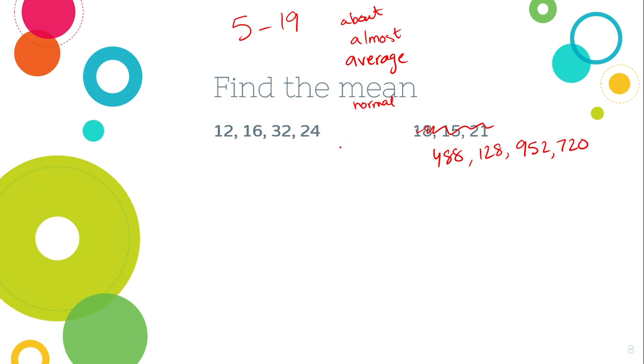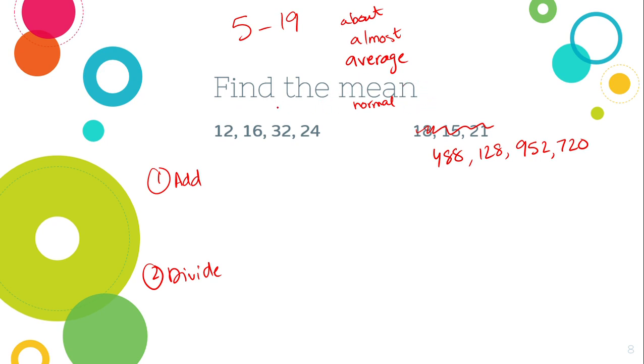Mean is found in two steps. Step number 1 is to add. Step number 2 is to divide. Okay, just two steps, add and divide. If a set of numbers is given to you and I have asked you to find the mean, you will always see the word mean in the question.